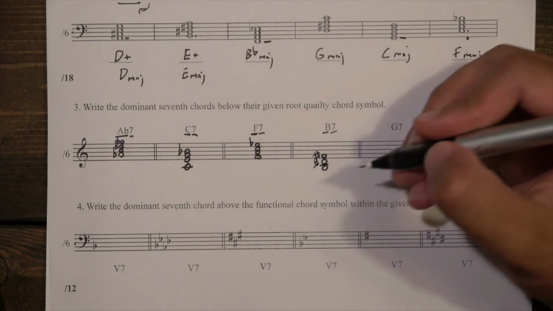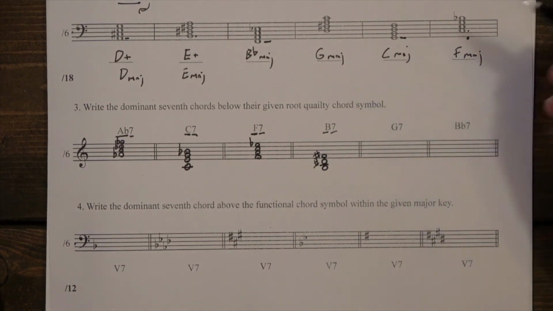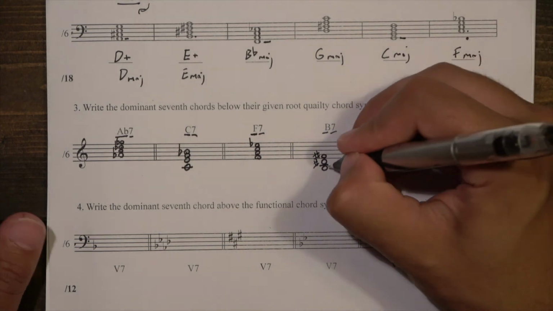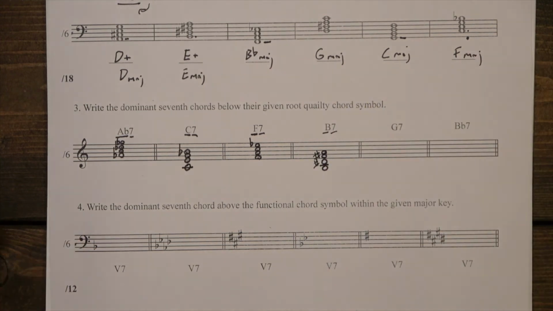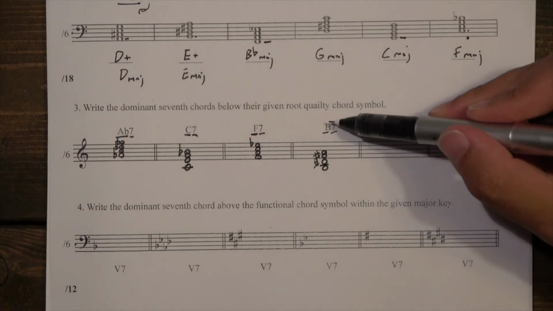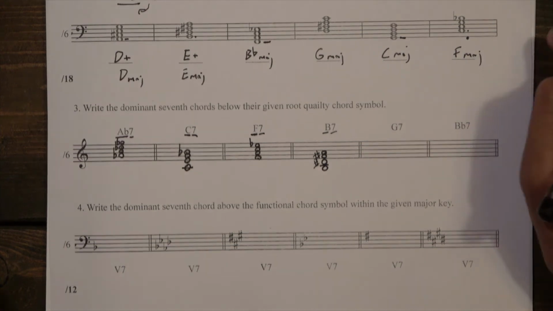Again, if you don't know why, you need to go back to the key signatures video and/or the intervals video and maybe even the scales video. And a minor 7th on top of B is A natural. That's a B dominant 7th chord.